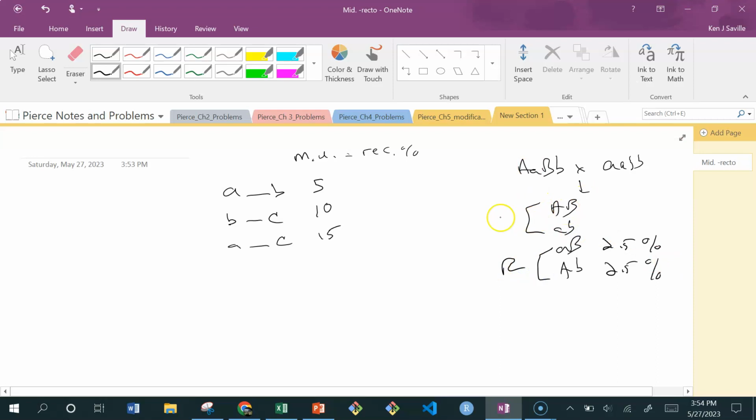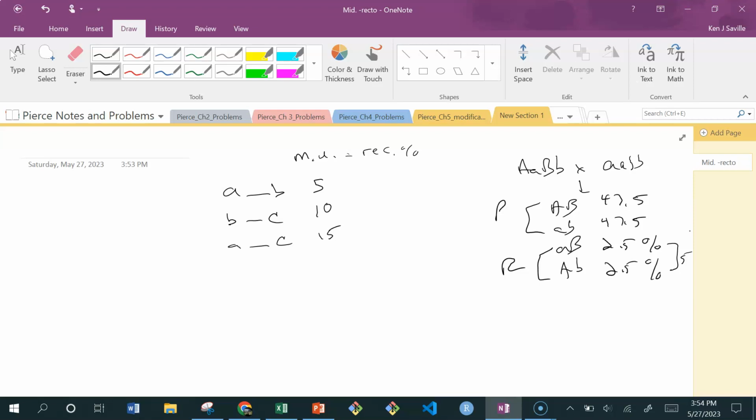That's 5%. So 95%, I think it's 47.5% of these, and 2.5% of those, and you add these together, and that gives you 5. So that's how they came up with that 5. And then for B and C, they did the same kind of test cross, and they got 10% recombinants. And for A and C, they got 15% recombinants.